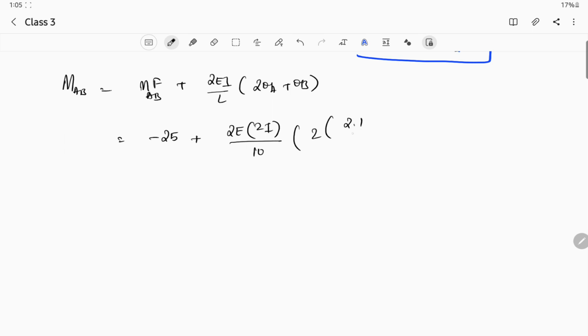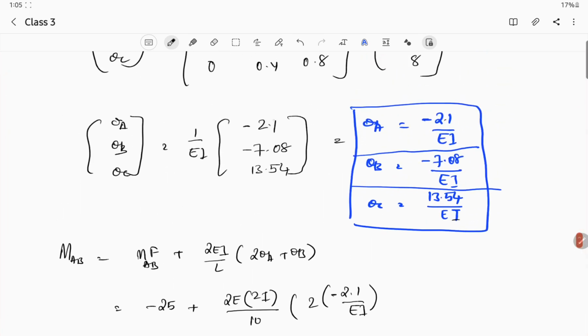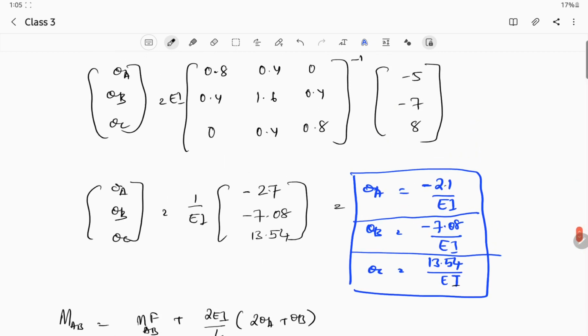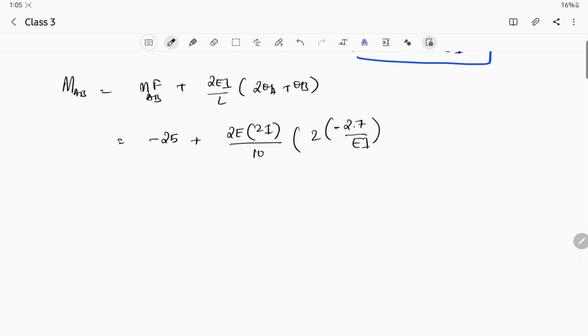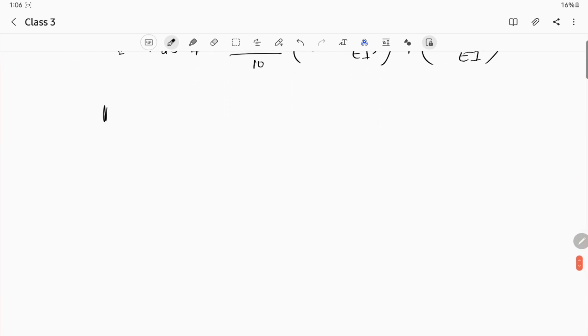2.1, right, whole divided by EI, minus 2.1. Okay, so actually it is not 2.1, we got it as 2.7. Just make a correction, it's 2.7 by EI, plus theta B is minus 7.08 whole divided by EI. Okay, so if you solve this one, you will get the value of capital MAB equal to 29.99 kilonewton meter.